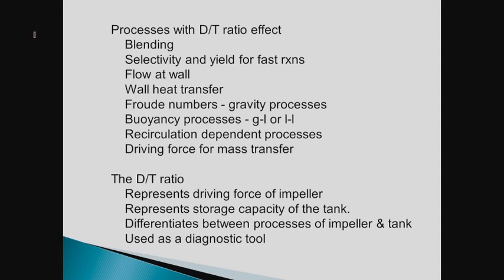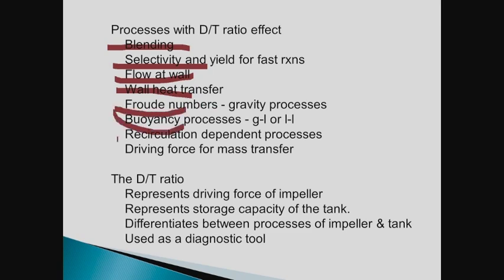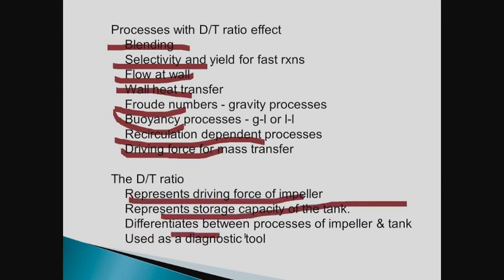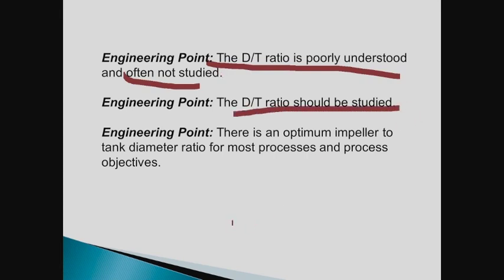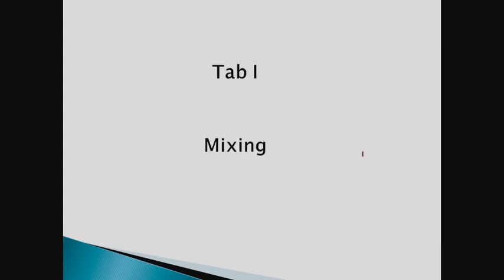So you have the D over T ratio in blending operations, selectivity, flow at the wall, heat transfer, Froude numbers, buoyancy, recirculation, driving force for mass transfer. The driving force of the impeller to the storage capacity of the tank differentiates between impeller processes and tank processes and can be used perhaps as a diagnostic tool. D over T ratio is poorly understood, often not studied, should be studied. There's an optimum D over T ratio for most processes. Anyway, let's go on to mixing.